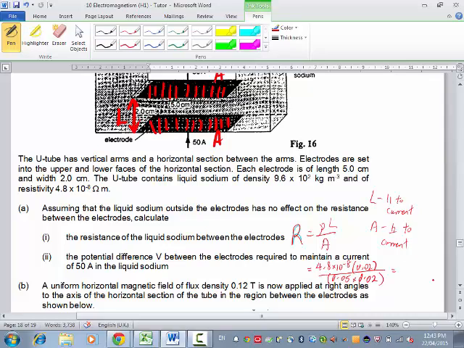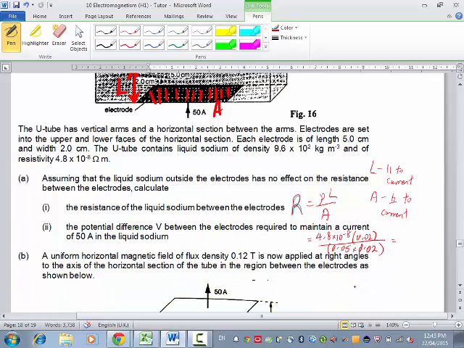So you can work out the answer yourself. And of course the PD for part 2 will be V is IR. The I is 50 ampere times your R. Okay, you can get the answer already.